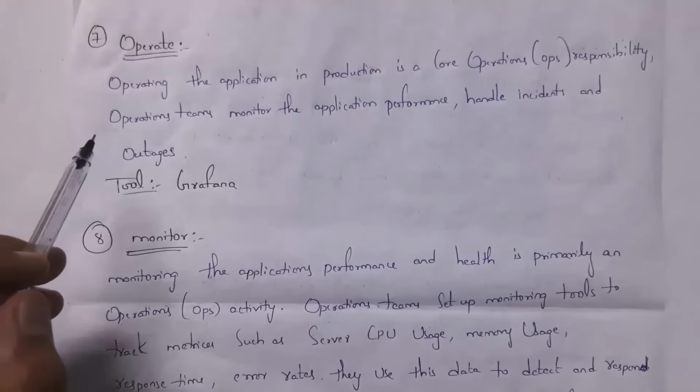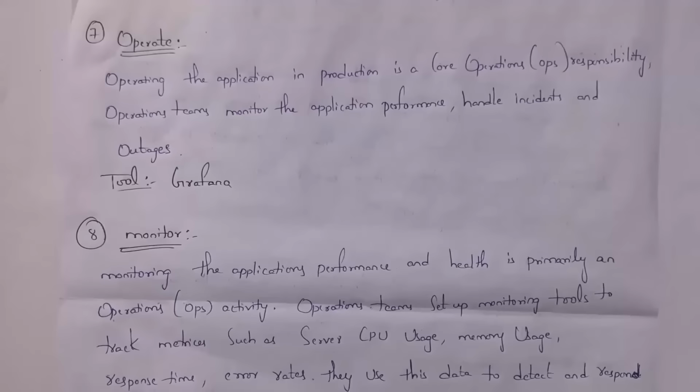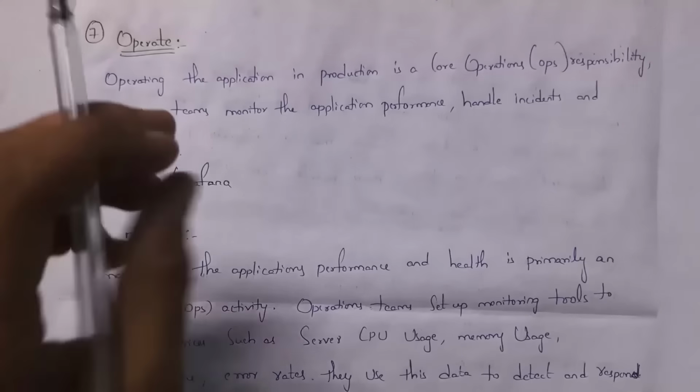And the seventh one is the operate stage. The operate stage is also handled by the operations team. In this stage, they will check application performance, that is, whether the application is working correctly or not. Grafana is one of the famous tools in order to monitor application performance.